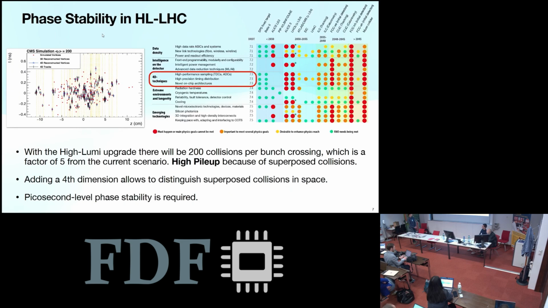Because of the high luminosity upgrade, there will be an increase of the collisions per bunch crossing, and this will create a high pile-up effect, meaning that there will be many superposed collisions in the same bunch crossing, and so it will be very difficult to distinguish those collisions. So 4D techniques means adding a fourth dimension, which is time, to be extremely precise in order to be able to distinguish those superposed collisions.